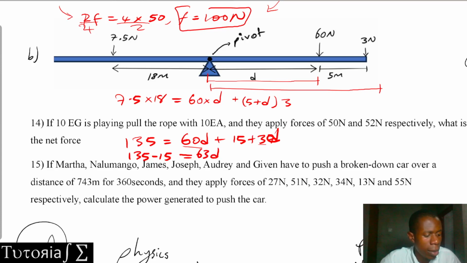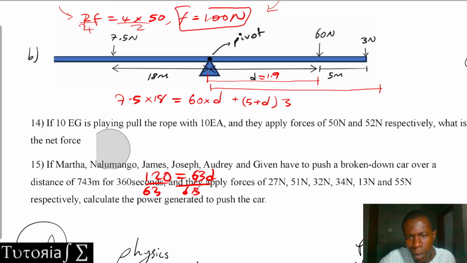So this is minus 15. This is 120. So here you're going to have 120 equals 63D. Divide both sides by 63, and you get your D as 1.9. So D basically is equal to 1.9. So that is how you were supposed to work out this one. Yeah, so D is equal to 1.9. Okay, so that is that.